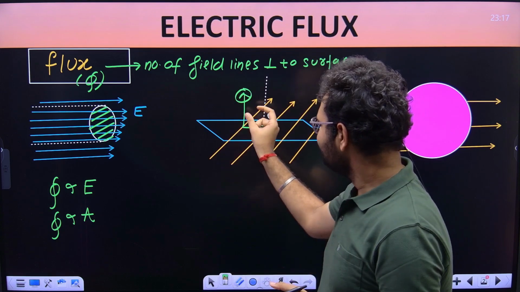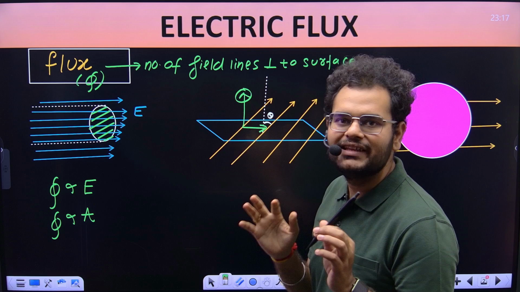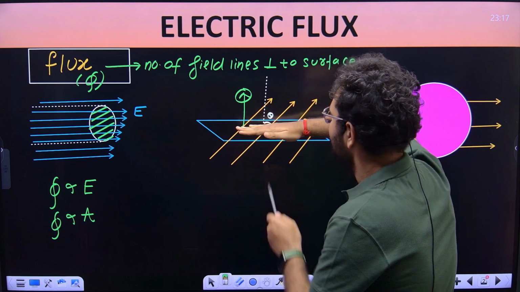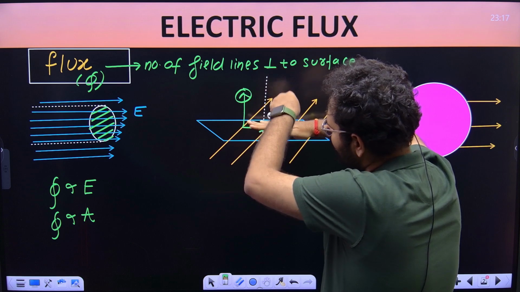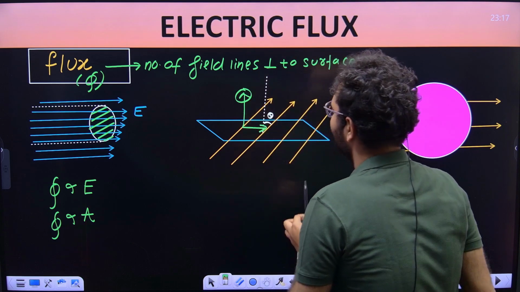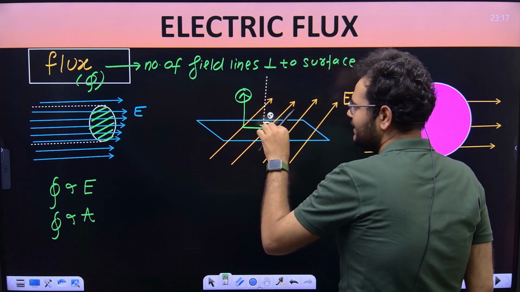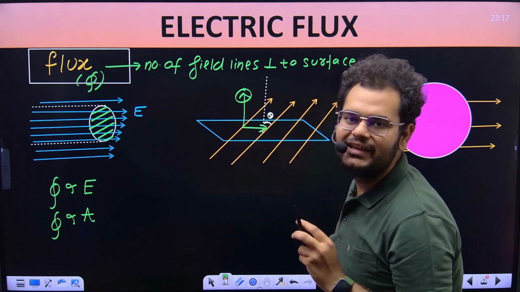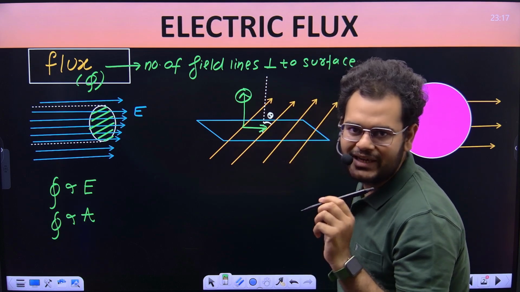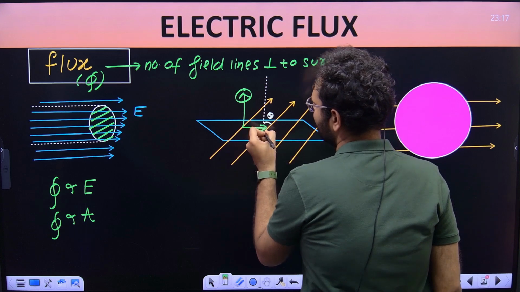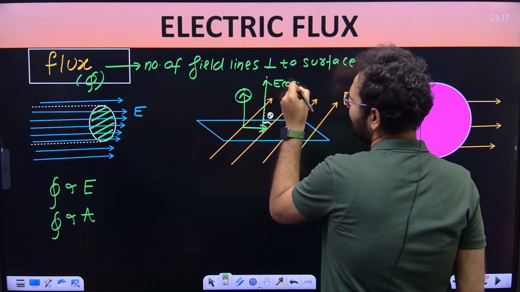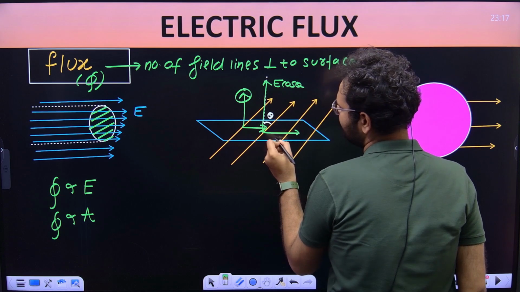But then how to count such perpendicular lines? For that, we define the area vector for this surface. So where is the area vector? The area vector is perpendicular to this surface. And if we resolve the electric field along this area vector, then we get the number of electric field lines perpendicular to that surface. What I mean? If I resolve this, this component is what? E cos theta, correct? And this is E sin theta.